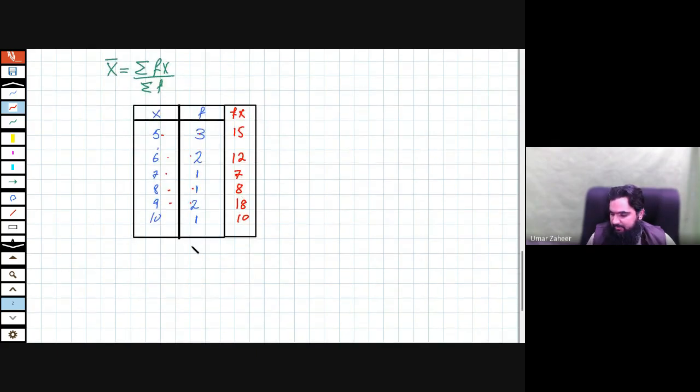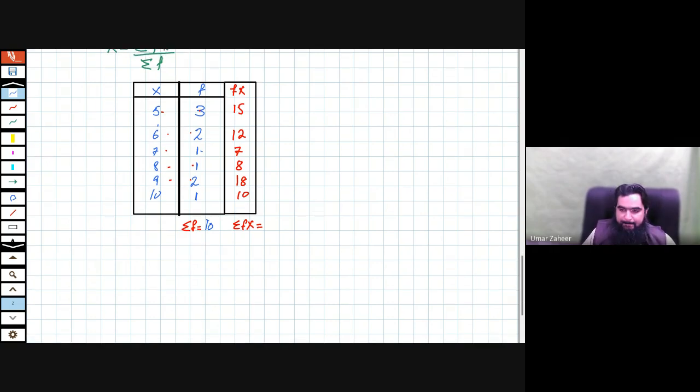Now let's see how to find the sum. Here you will get the sum of frequency, and here the summation of f of x. Please add the values. Obviously, the frequency sum will be 10, because 1 plus 2, 3, 4, 5, 6, 7, 7 plus 3, 10. Add these values: 15 plus 12 plus 7 plus 8 plus 18 plus 10. That will be equal to 70.